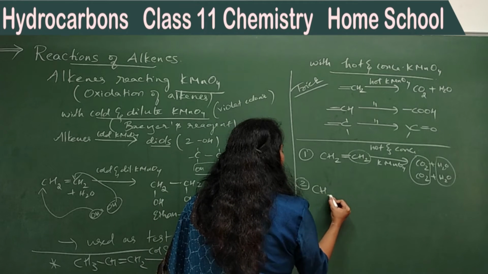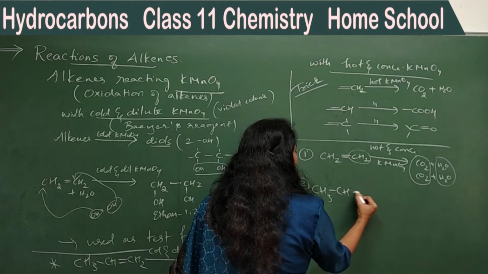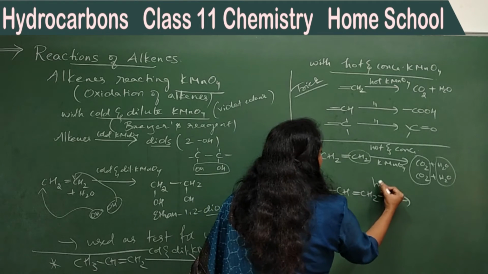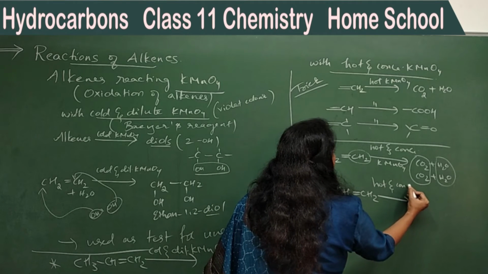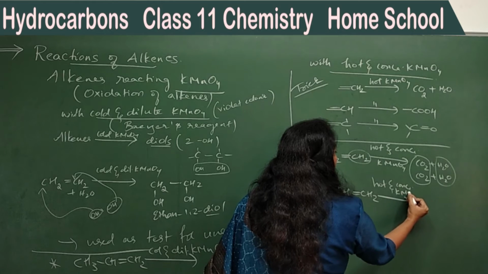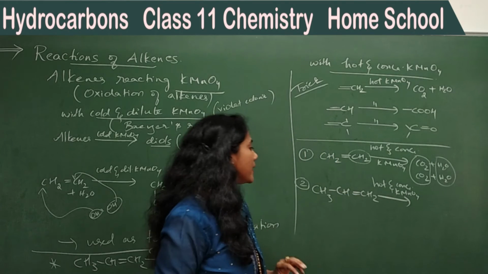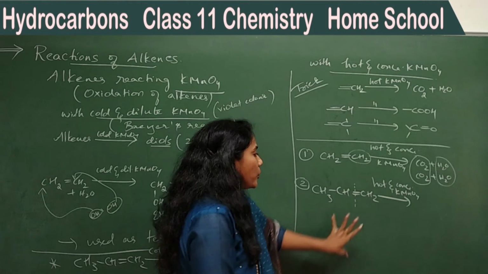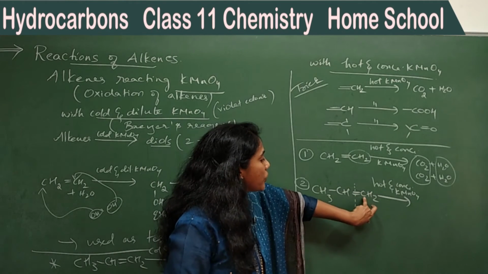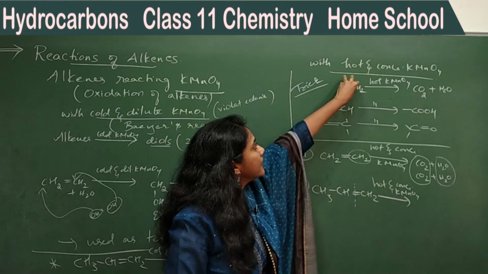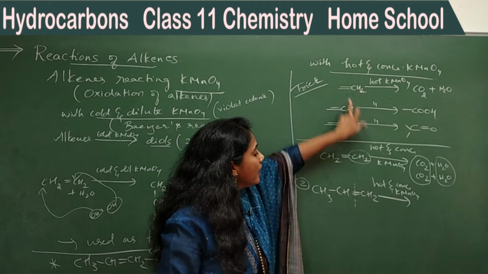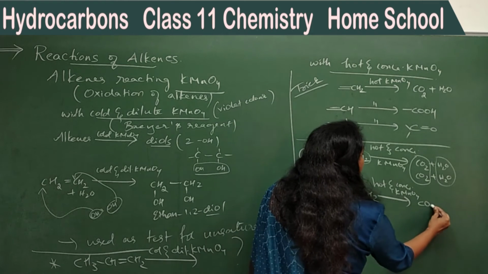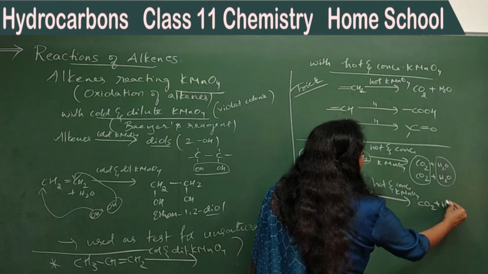Suppose you have CH3-CH=CH2. I will treat it with hot and concentrated KMnO₄. So what may be the products you will get? Just check wherever the double bond is there, and try to break it. Say this is which one? CH2 with a double bond. It resembles this piece, right? So this entire piece gets converted into CO2 plus H2O. So this is one product.